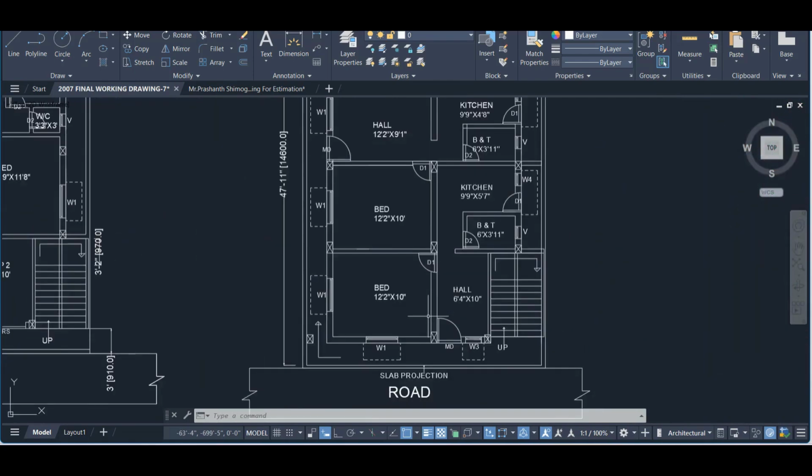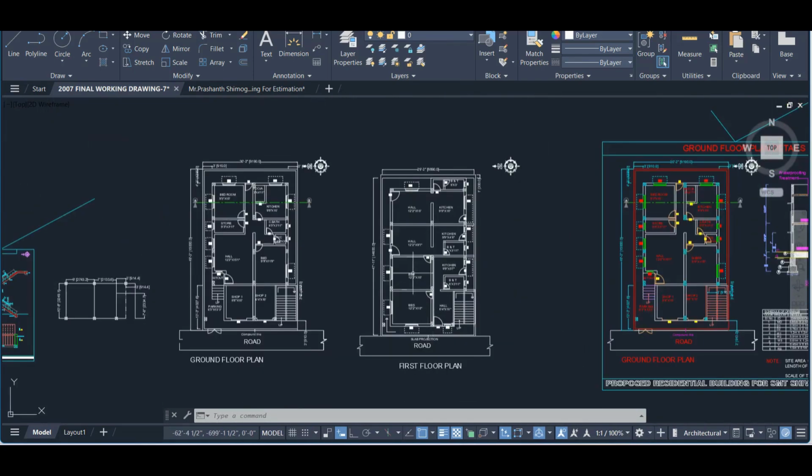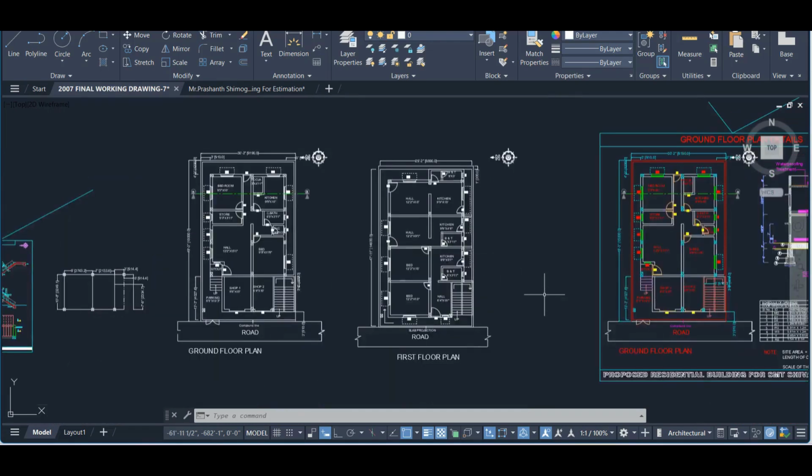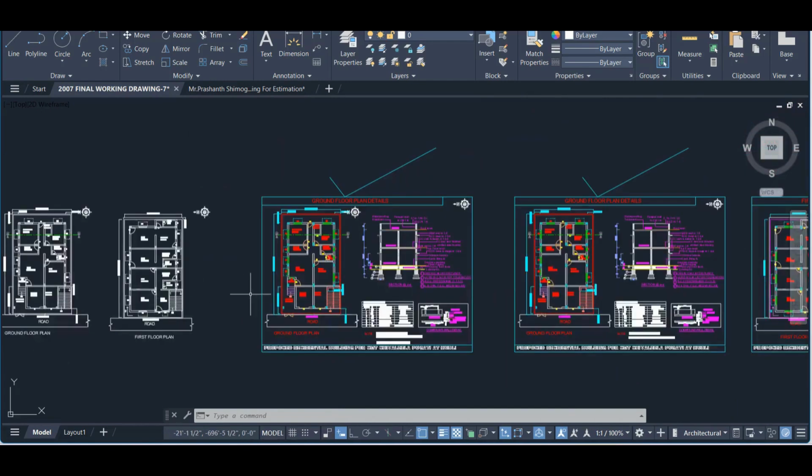Next, come to the first floor. Make sure your built up area should not exceed the ground floor. It may vary here and there for the balconies and for projections like 1 feet, 1 feet 6 inch, 2 feet. You should not go more than 3 feet as per the structure point. The same plan.